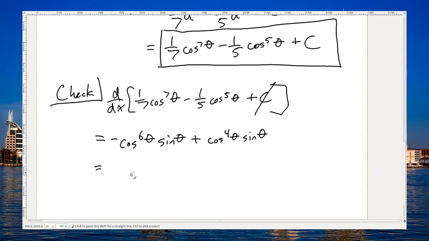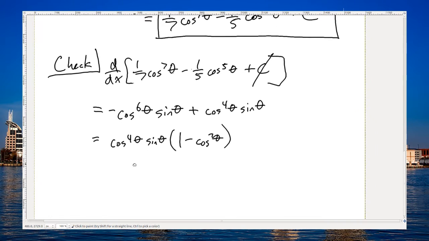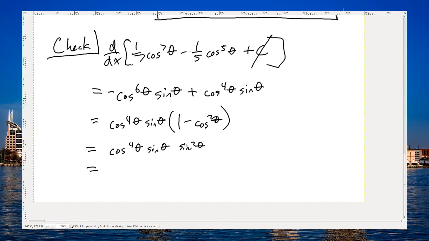I see I've got cosine to the 4th of theta, sine of theta in both terms, leaving me with a 1 minus cosine squared of theta. But what's 1 minus cosine squared? Just a moment ago we said that was sine squared. So we have to do a little bit of trig to get there, but I do end up with cosine 4th sine cubed of theta.